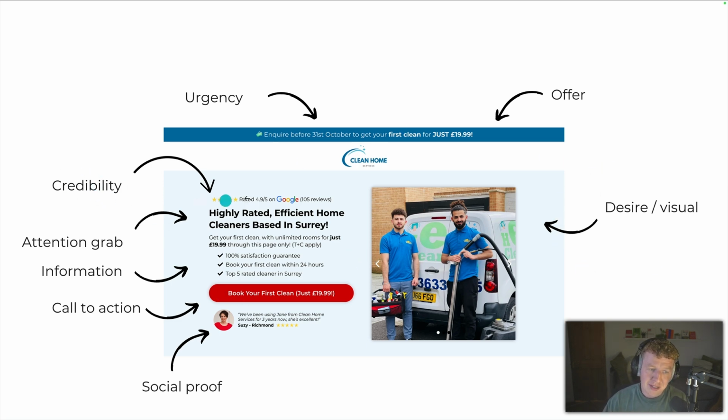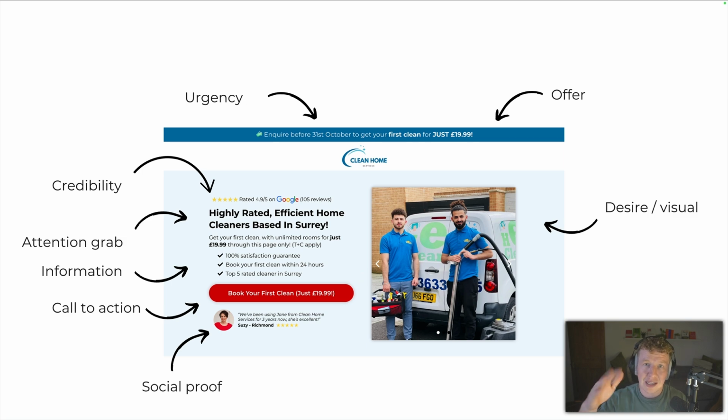We've got credibility here with the reviews, so rated 4.9 out of 5 on Google, 105 reviews. We've got an attention-grab headline: highly rated, efficient home cleaners based in Surrey. The location callout is another bonus, which you can add if you are able to. We've got information, so we've got 100% satisfaction guarantee, book your first clean within 24 hours, top 5 rated cleaner in Surrey. So just information about the company.